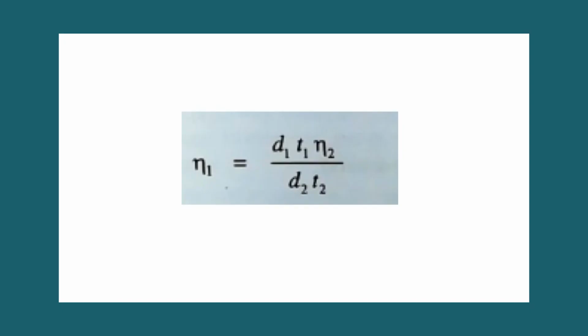By using the above equation, we can calculate the coefficient of viscosity of one liquid by knowing the viscosity of the other liquid and the densities d1 and d2. Usually, water is taken as the known liquid. Then, eta 1 equal to d1 t1 eta 2 divided by d2 t2.